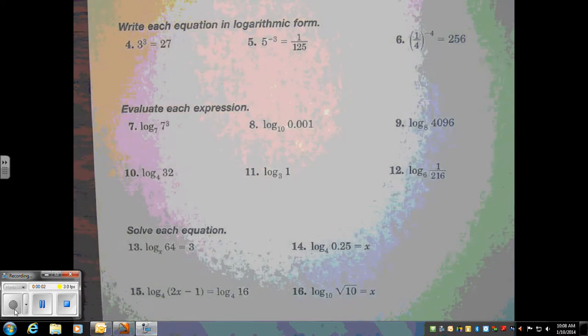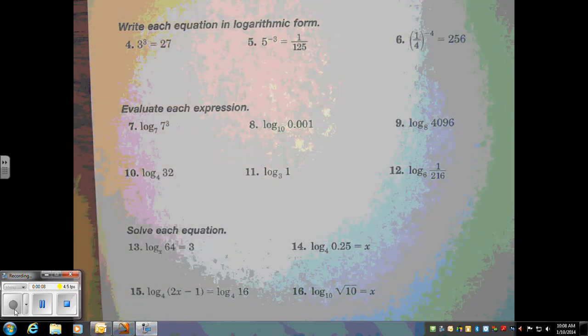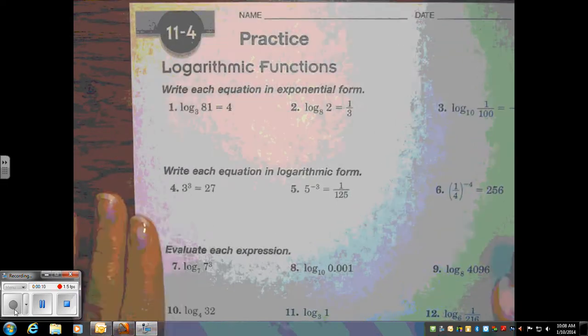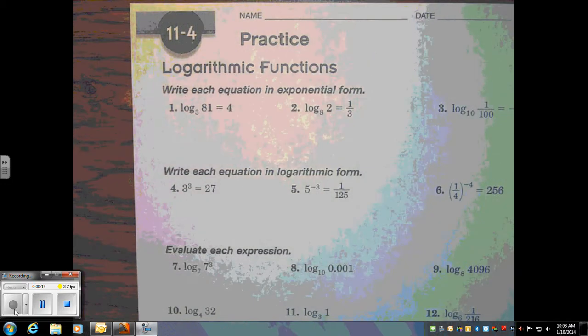It's all stuff you've seen before. None of it is new. You did all of this last year. These are logarithmic functions. A logarithm is a crazy fancy word that's talking about the inverse of an exponent.